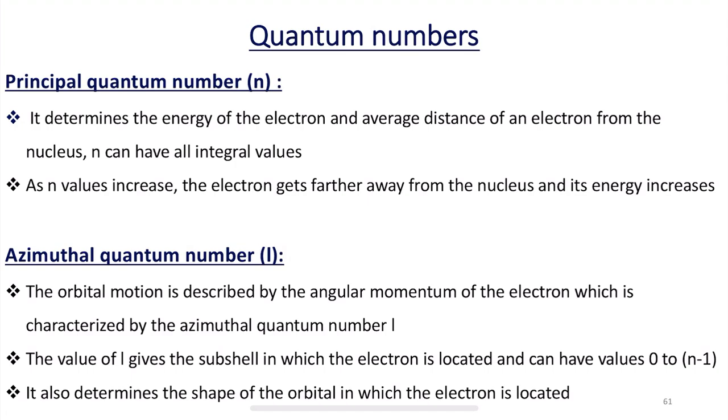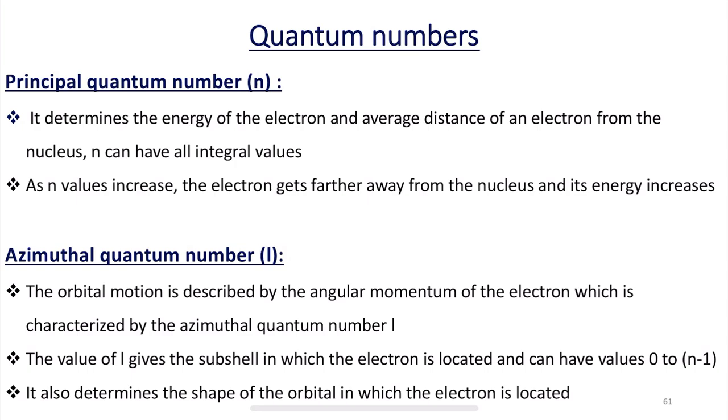A quantum number can be understood as the set of numbers which are used to describe the position and energy of the electron in an atom. So, this is a general understanding of quantum numbers. These quantum numbers give us information about the position and also the energy of an electron in an atom.